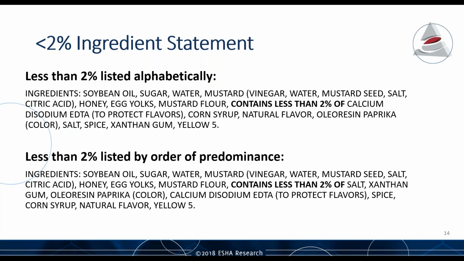Now Genesis allows you to list those in order of predominance by weight. So it just continues on that full predominance by weight ingredient statement from start to finish, but you can still include that contains less than 2% of statement within your ingredient statement. It just gives you a little more flexibility as to how that information is displayed.